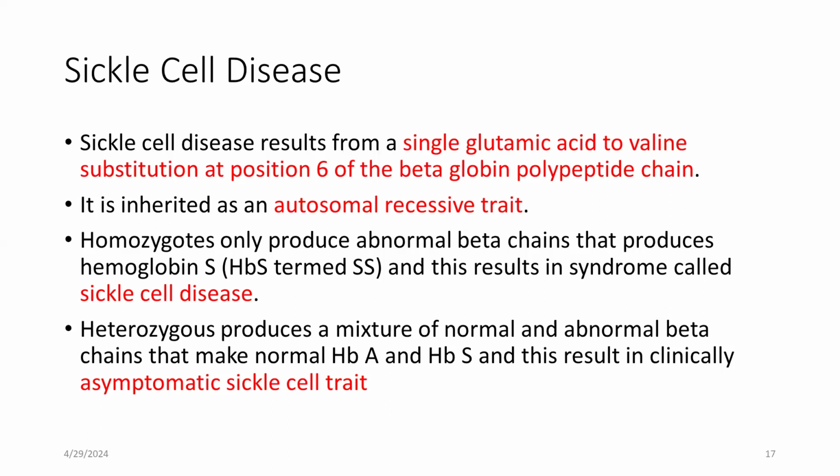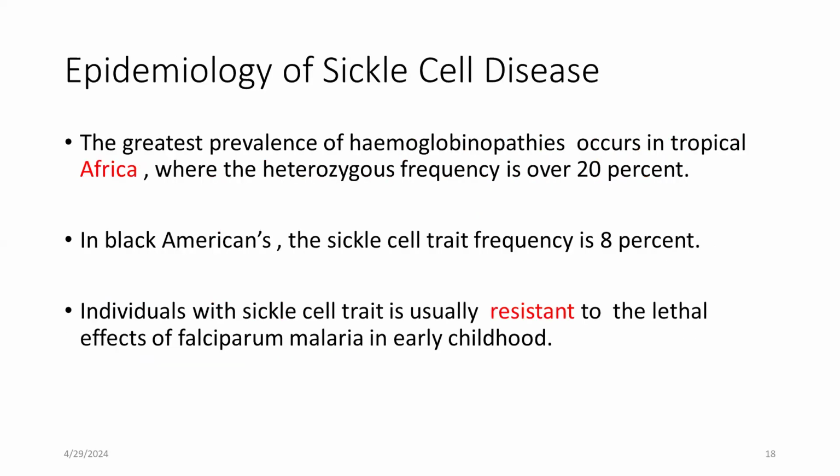It is inherited as an autosomal recessive trait. Homozygotes only produce abnormal beta chains that produce hemoglobin S, and this results in a syndrome called sickle cell disease. Heterozygotes produce a mixture of normal and abnormal beta chains that make normal HbA and HbS, and this results in clinically asymptomatic sickle cell trait. Let's move on to the next slide.